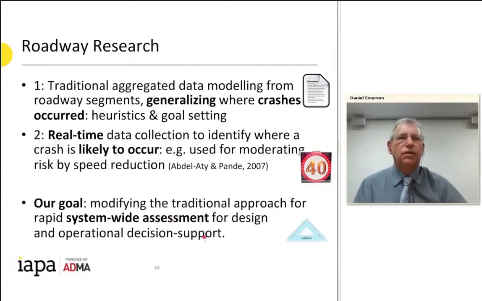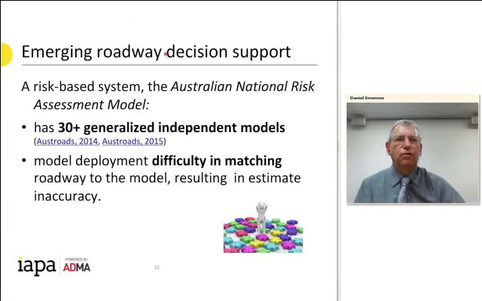The current system, the Australian National Risk Assessment Model, is actually made up of 30 generalised independent models, and that's available through these particular sources. However, they describe that there is some difficulty in matching the roadway to the model, and it results in model inaccuracy.